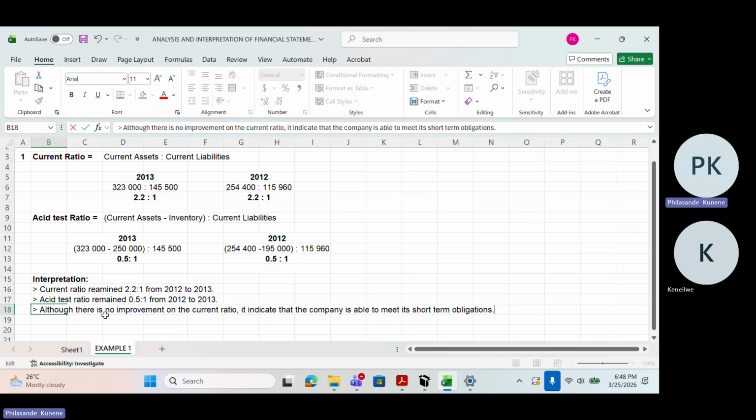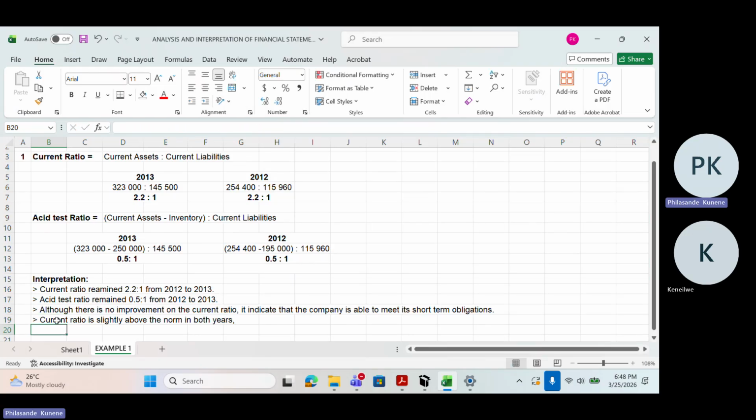Can we say something about the norm here? Yeah, it's above the norm, slightly above the norm. Exactly. Current ratio is slightly above the norm in both years, right? In both years. Okay. Which is a good thing to state that.